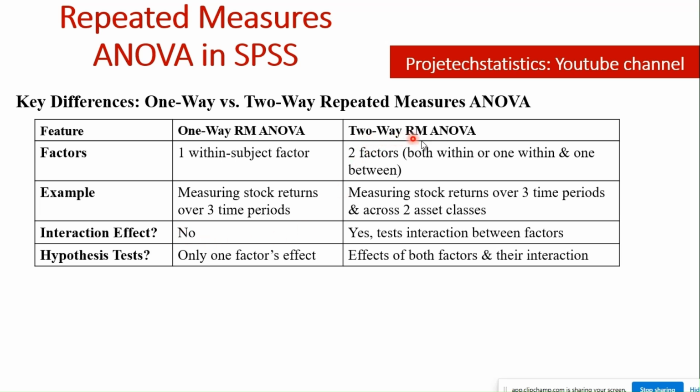For two-way repeated measures ANOVA, we have two factors, two independent variables involved. As I said earlier on, the two can be both within group or within subject effects, or one can be within subject and the other can be between subjects effect. Measuring stock return over 3 time periods and across two asset classes. So here we have two within subject factors.